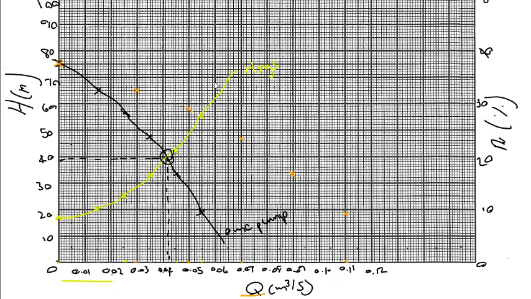Then you simply need to connect your data points as accurate as you can with a smooth line. That should suffice. So that will give you your second working point. So this will be for pumps in parallel.